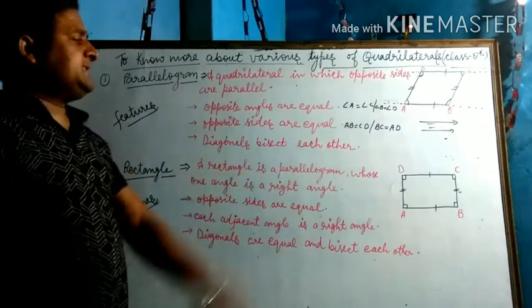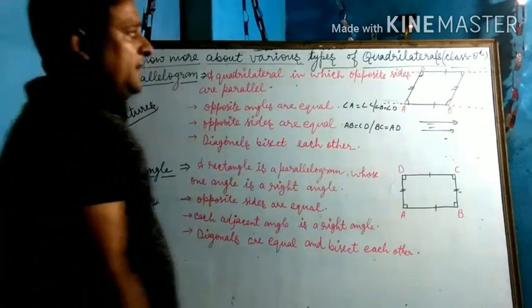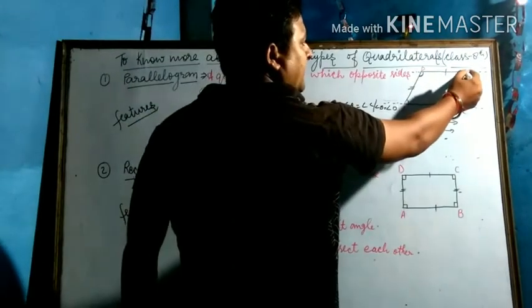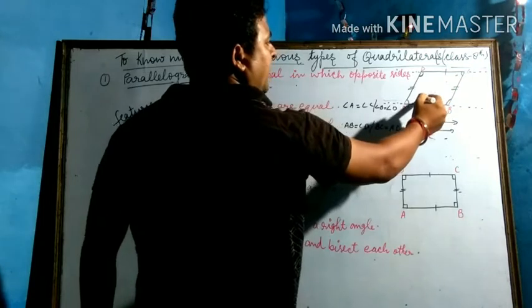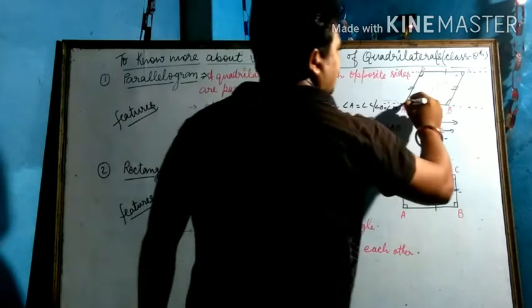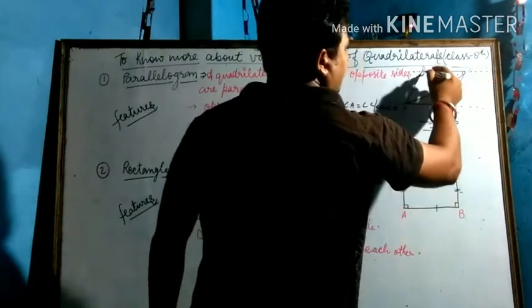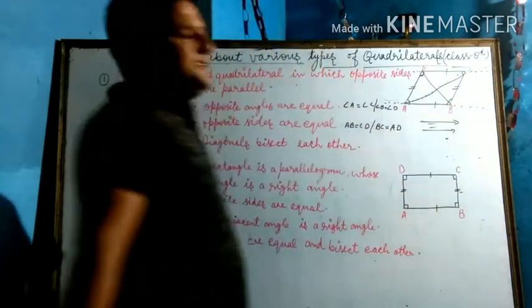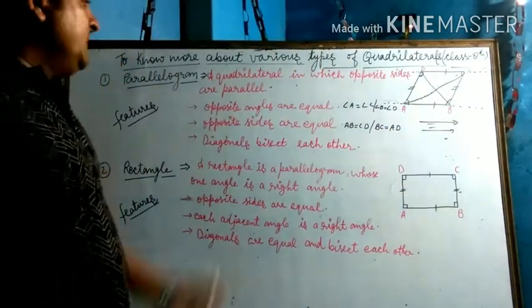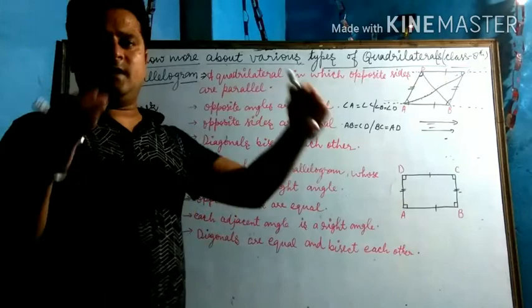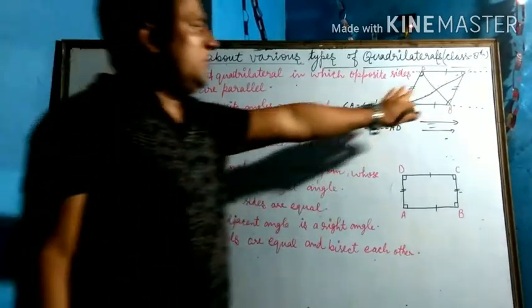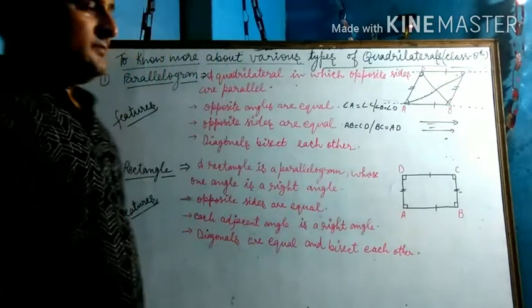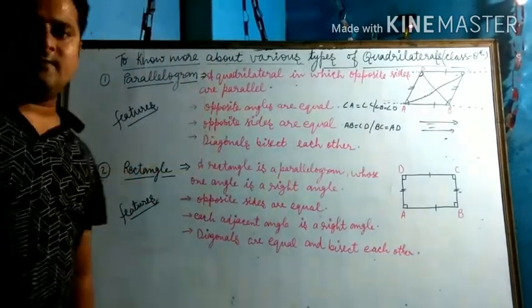And diagonals bisect each other. What are diagonals? Diagonals means a line that joins opposite angles, from this corner to that corner. These are the diagonals. So diagonals bisect each other means वो एक दूसरे को कट करते हैं, but not equally. They are not equal. Understand? These are the parallelogram features.